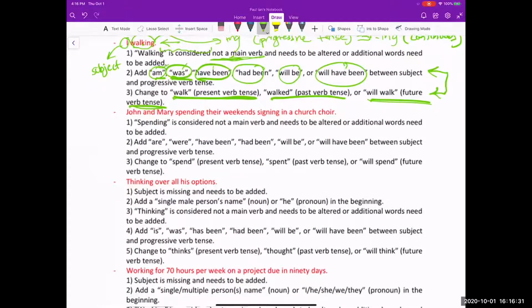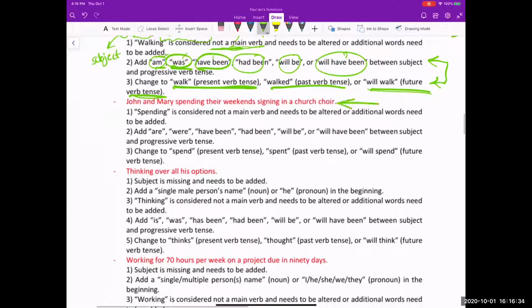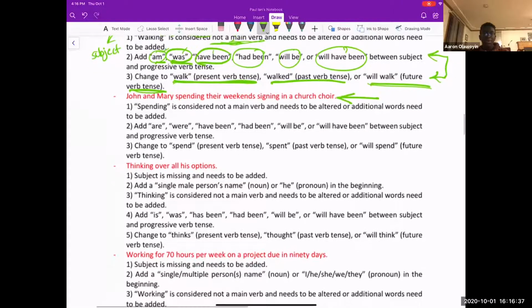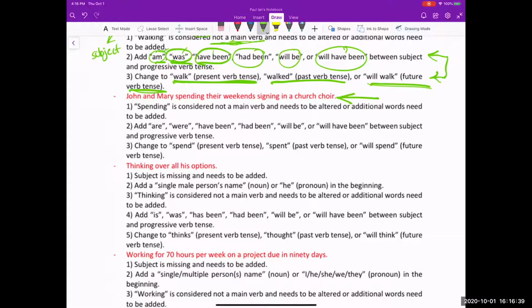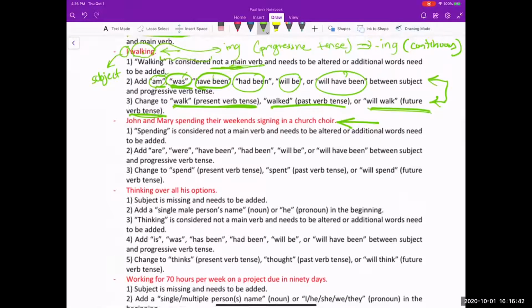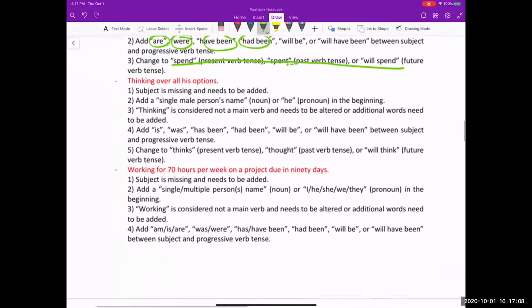Okay, next one. What about this one? The same as before, right? Yep. For the most part, there is a similarity with these two. This one is plural, and this one is still the same as walking. It's still not the main verb. So I would do the same thing. It's exactly the same thing. You could put are, were, have been, had been, and each one of these will work. Same thing.